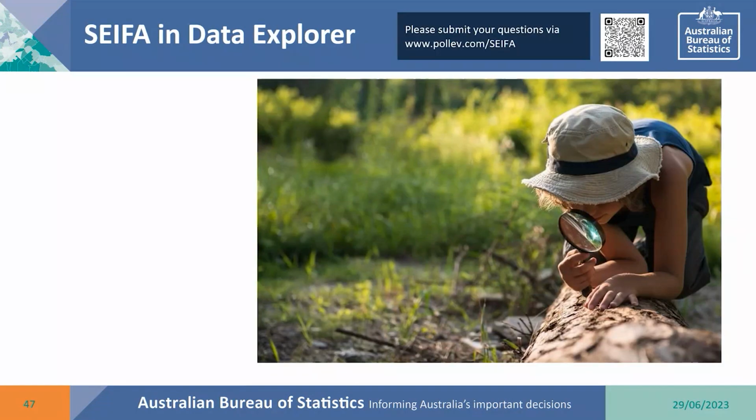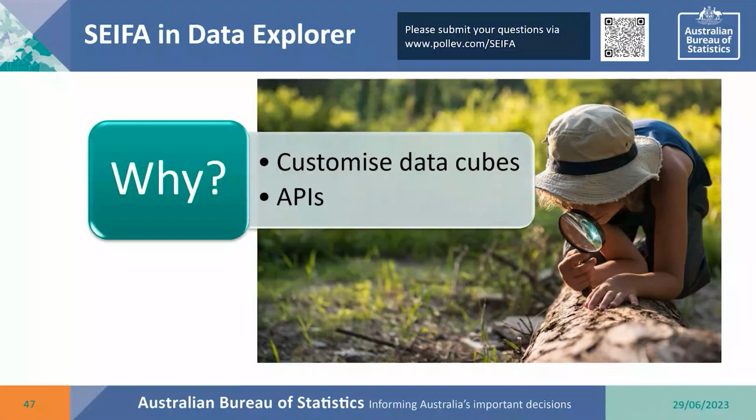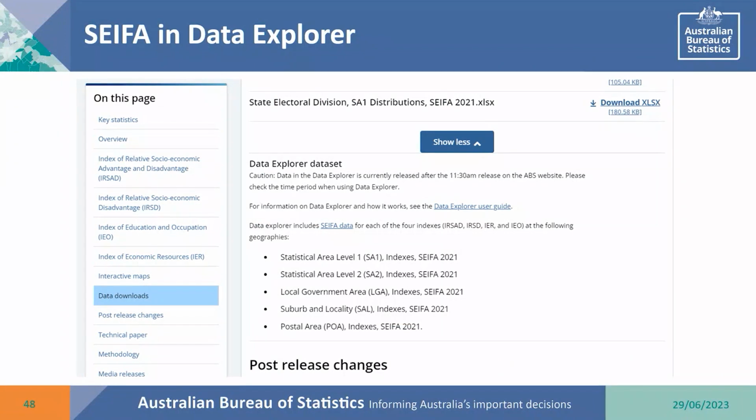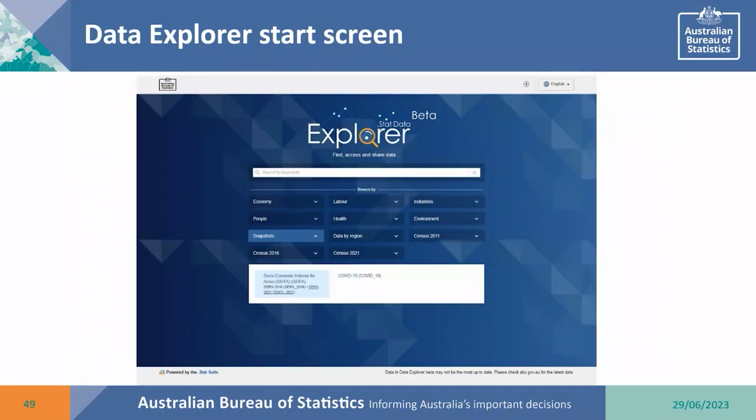SEIFA is also in Data Explorer. This allows users to customize the data cubes to, for example, include a selection of regions or only some of the SEIFA variables. Data Explorer also has APIs available for use so that SEIFA data can be accessed by other software for easier extraction and inclusion with other user data. You can get to the Data Explorer data for SEIFA from the bottom of the data cube section. There's a link there. And that will take you straight to the Data Explorer data for SEIFA. But if you're coming in from the main screen of Data Explorer, don't look for it under Census because it's actually in snapshots, and there's a link there to the 2021 census data.